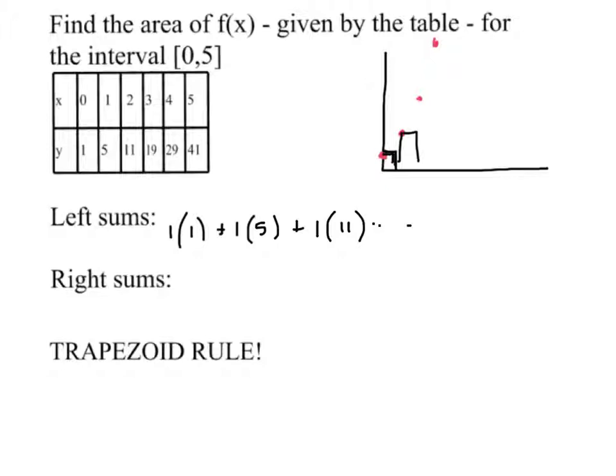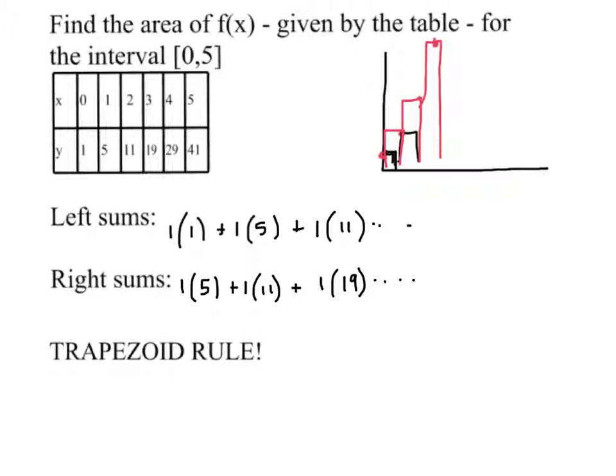The right-hand sum. Well, the right-hand sum, remember, would have the right side set the height, so it would look more like this. Okay. So, base is still 1, but the height of the first rectangle is 5. Base is still 1, but the height of the next rectangle is 11. And the height of the next rectangle is 19, and again, I'd let you finish. And finally, the trapezoid rule. Well, the trapezoid rule, remember, connects them like this.